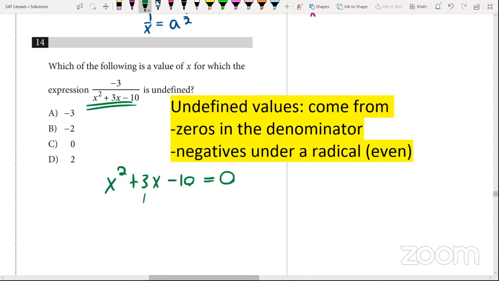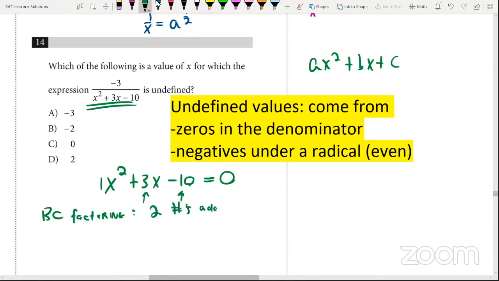We have numbers in the b spot and the c spot, because a quadratic is the format of ax squared plus bx plus c. So notice we have numbers in the b and the c, but just the invisible 1 in the a. So in this situation, you do BC factoring, which is that we're looking for two numbers that add to B and multiply to C. So what two numbers add to 3 and multiply to -10?